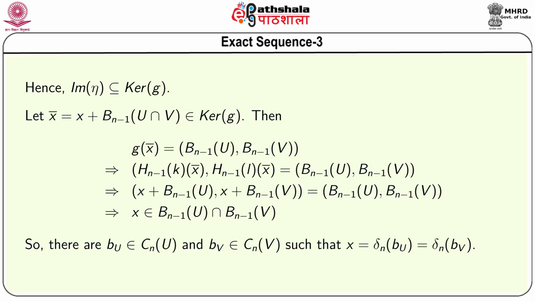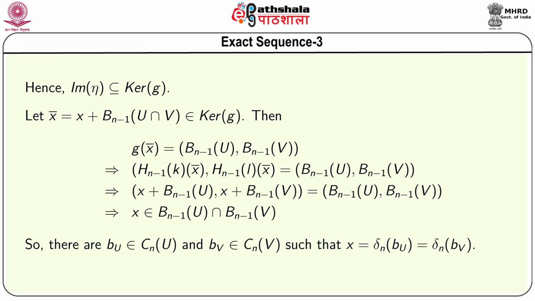Now, if we start with an element from the kernel of G, then G of that element is equal to the 0 element of the domain of G, that means (B_{n-1}(U), B_{n-1}(V)), and so applying the definition of the function G on x̄, we get that x + B_{n-1}(U) is equal to B_{n-1}(U) and x + B_{n-1}(V) is equal to B_{n-1}(V), so that x is an element of the intersection of B_{n-1}(U) with B_{n-1}(V).